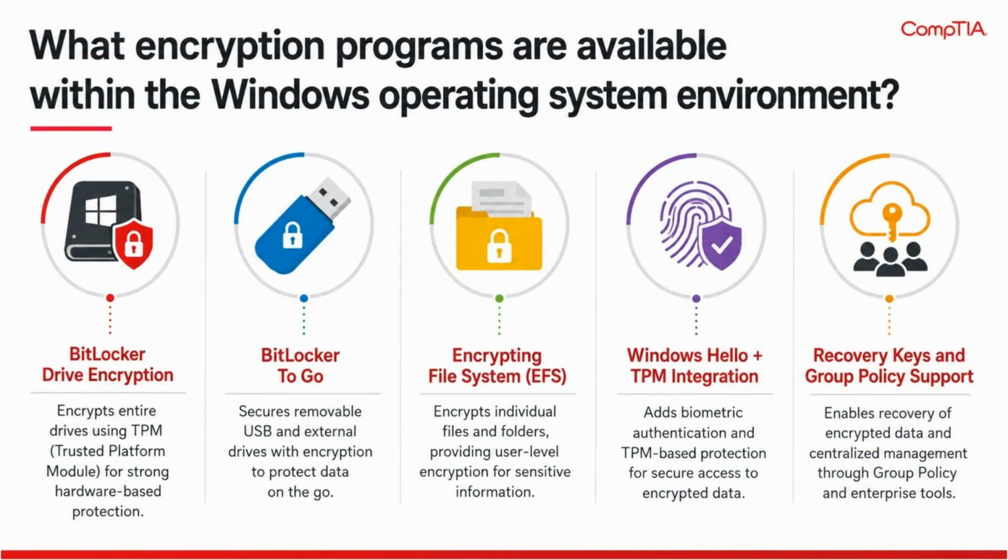BitLocker Drive Encryption encrypts entire drives using the TPM chip. BitLocker To Go secures removable USB and external drives. The encrypting file system encrypts individual files and folders for user-level control. Windows Hello with TPM integration adds biometric and hardware-based protection, and recovery keys plus group policy support allow both recovery and centralized management.